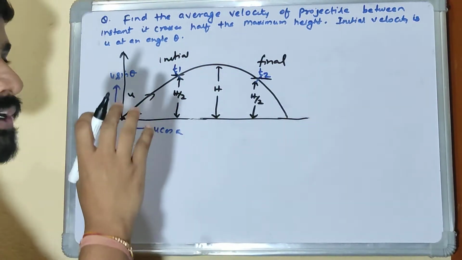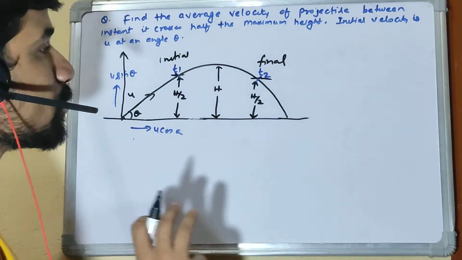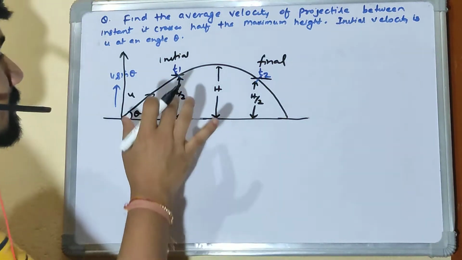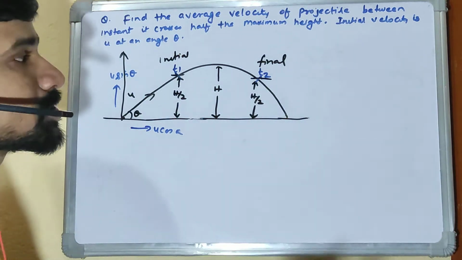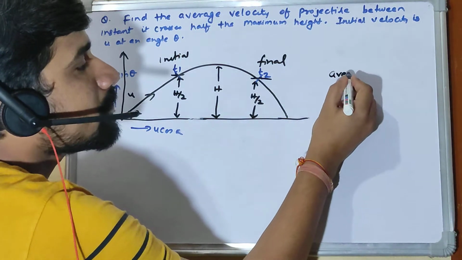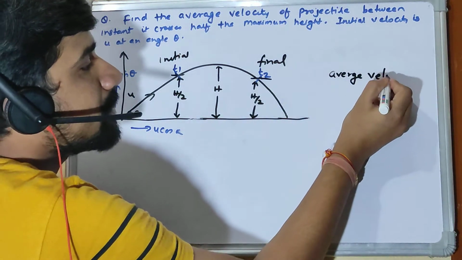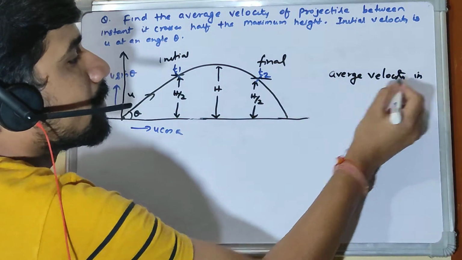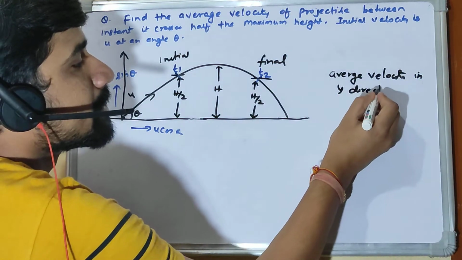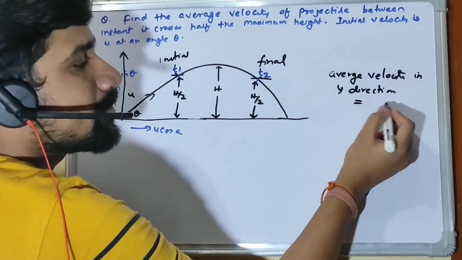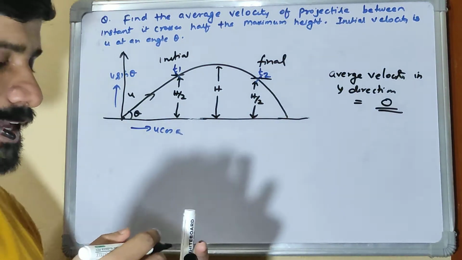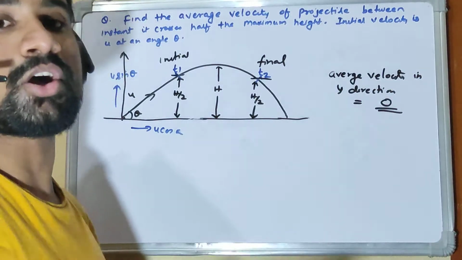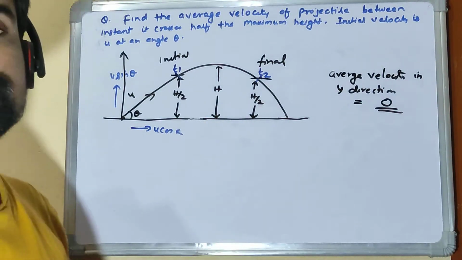So at initial and at final, at both the points, the displacement is exactly the same point. So there is no displacement, right? There is no change in displacement. So if I talk about average velocity in y direction, this becomes displacement by time, which is 0. In y direction, the object has not displaced at all between these two intervals.